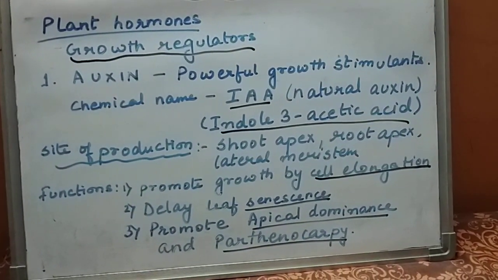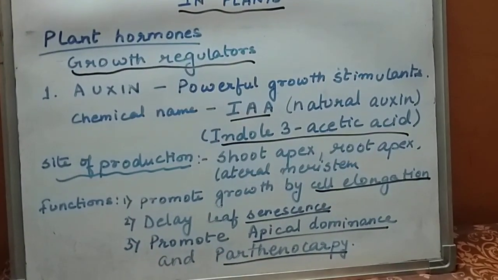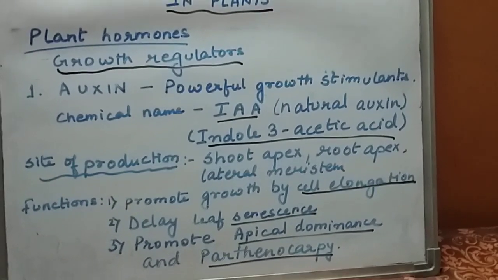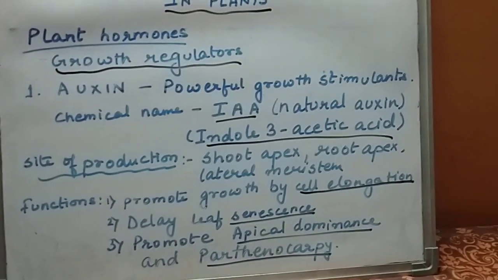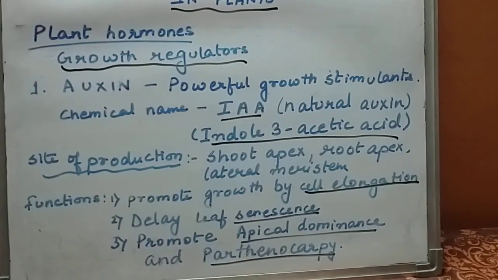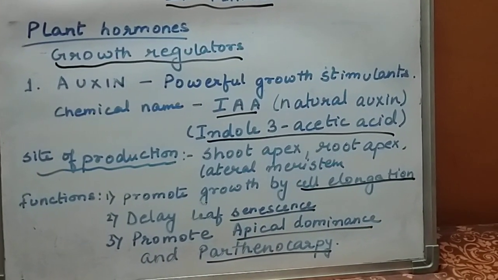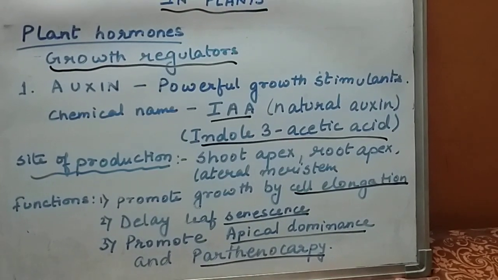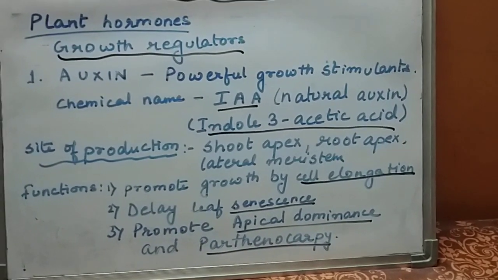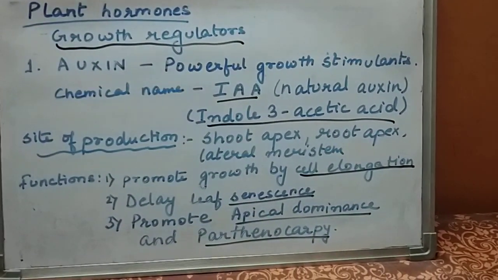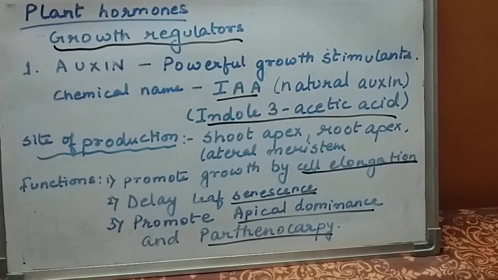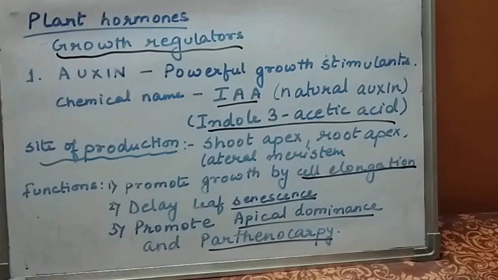Thirdly, it promotes apical dominance. Now what is apical dominance? Where the growth of the apical buds is marked by the suppression of the lateral buds. That is, it's a kind of phenomenon or process where we see that lateral bud growth is suppressed by the apical buds due to the secretion or production of these hormones. They do not allow the growth of the lateral buds. That phenomenon is called apical dominance.